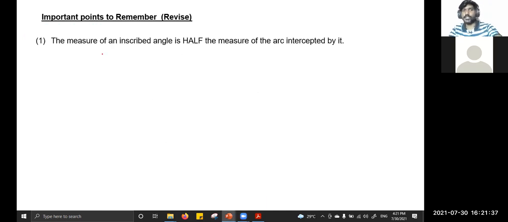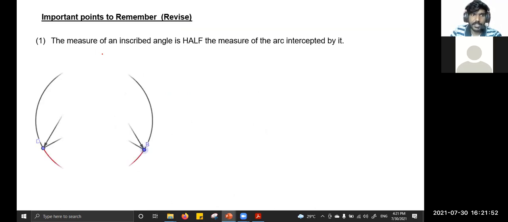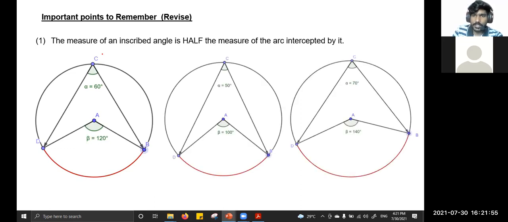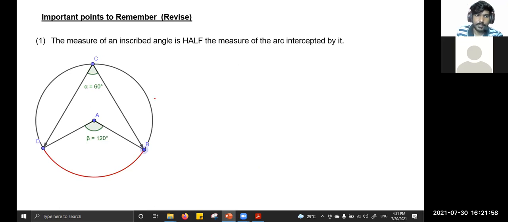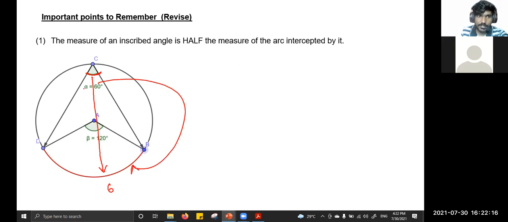Okay, so just revising all the points that we studied. First is the measure of the inscribed angle, the first theorem, the inscribed angle theorem. The measure of the inscribed angle is half of the measure of the arc intercepted by it. These are just a few examples of it. Here, the inscribed angle is 60 degrees. So the arc in front of it will be double of it. The inscribed angle is half of the arc it intercepts. So if this is 60, this should be 120 degrees.